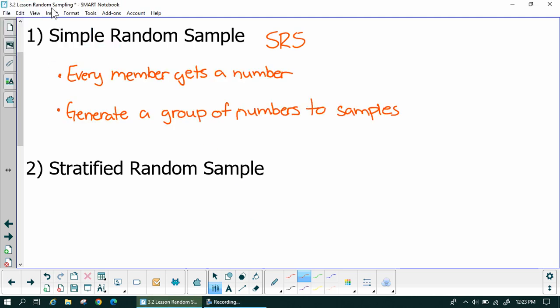So if we're thinking about school, everybody in school has a number assigned to them, their student number. And so if we wanted to get a random sample, let's say of 50 students from this school, we could randomly generate 50 unique numbers. We would want them to be unique numbers. We wouldn't want to sample somebody more than once. 50 unique numbers, and then we could go talk to those 50 students, and hopefully we would have a representative sample of our school.